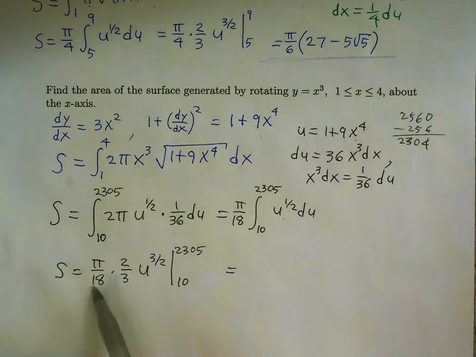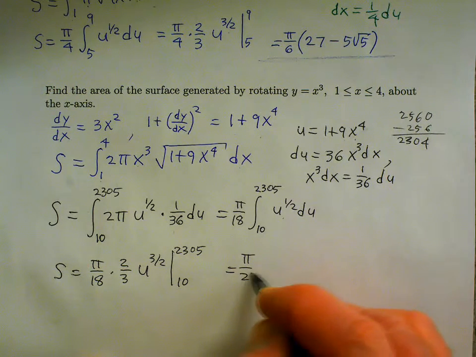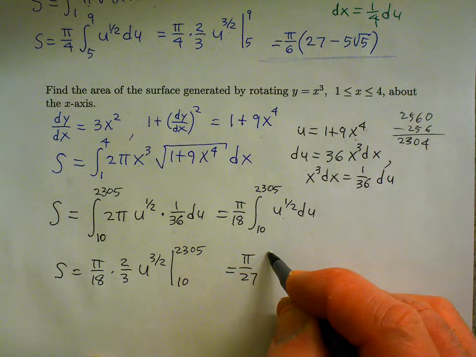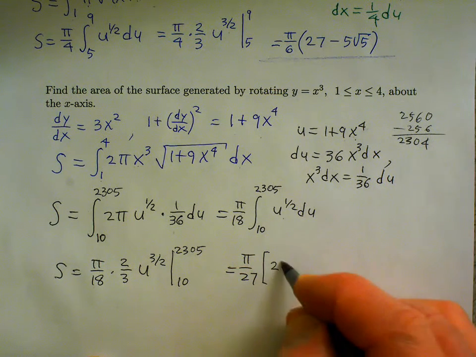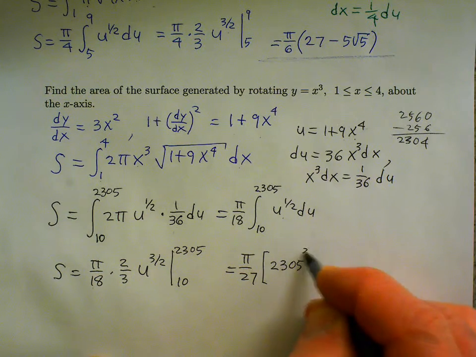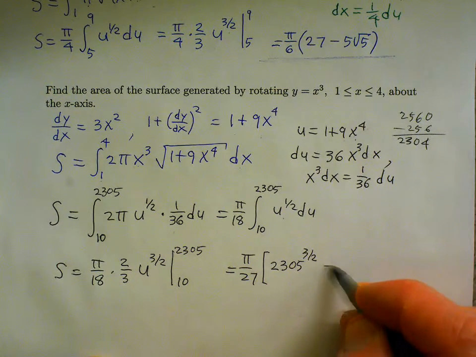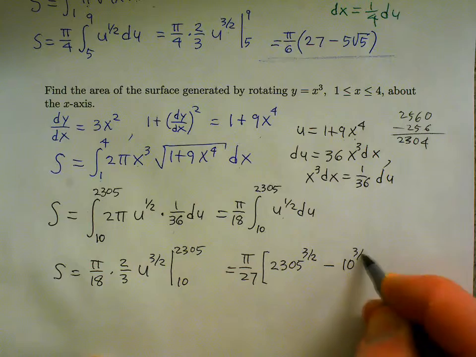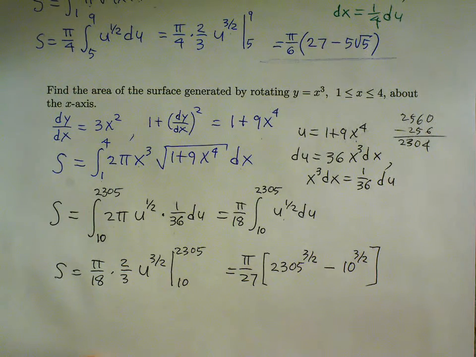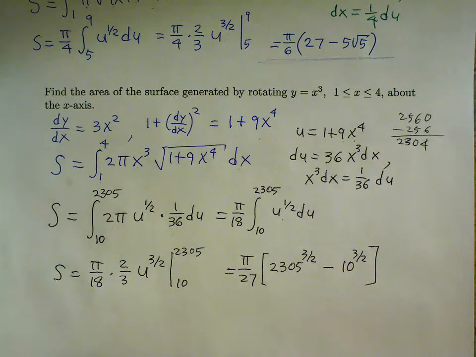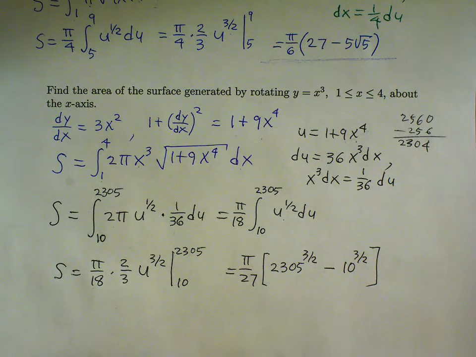And pi over 18 times 2/3 is pi over 27. And for this one, let's just write 2305 to the 3/2, and then minus 10 to the 3/2. Okay, so that's the surface area.